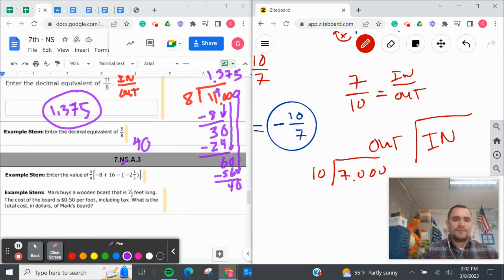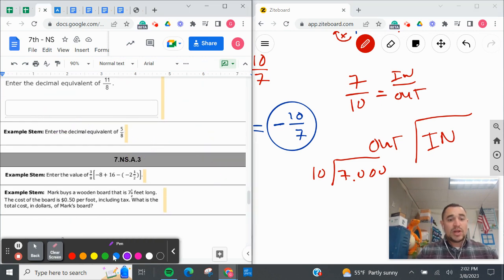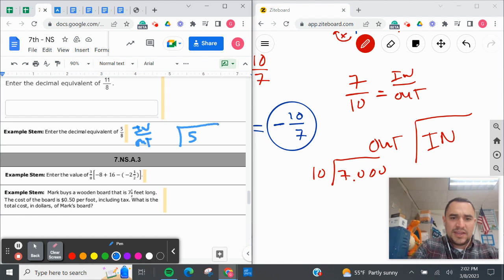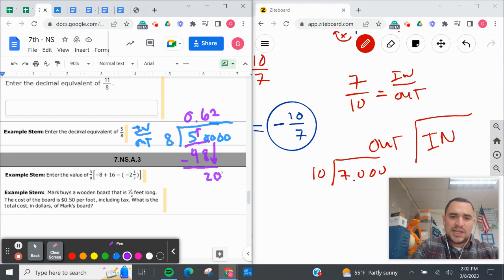Enter the decimal equivalent of 5/8. Well, I know that off the top of my head, but how do you do it? Remember, in and out. So 5 in, 8 out, add in some zeros. 8 goes into 5 0 times, bring up my decimal. 8 goes into 50 6 times, which is 48. So then carry down the 0. 8, 16, that goes in 2 times, so that's 16. 8 times 2 is 16.